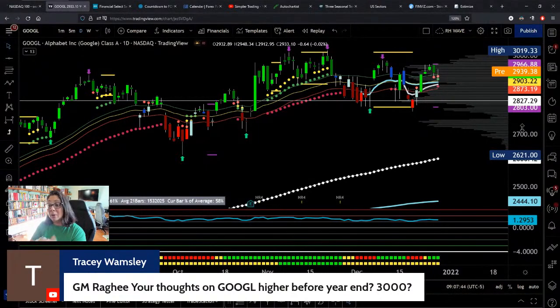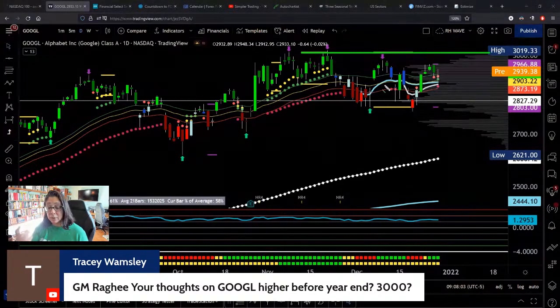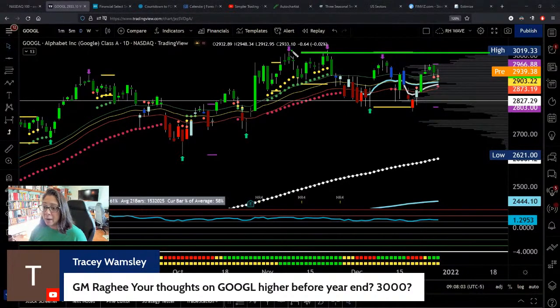But to your question about Google: it's in chop. So I'm going to look for it to remain, for the most part, in distribution, since that's what it's been in since specifically the end of November, the 26th. So do I think it goes to 3,000? If it's going to move to the upper end of its range, that's a good spot to look, right? It's a major psychological level, 3 zeros, and it's where we've gotten to before.